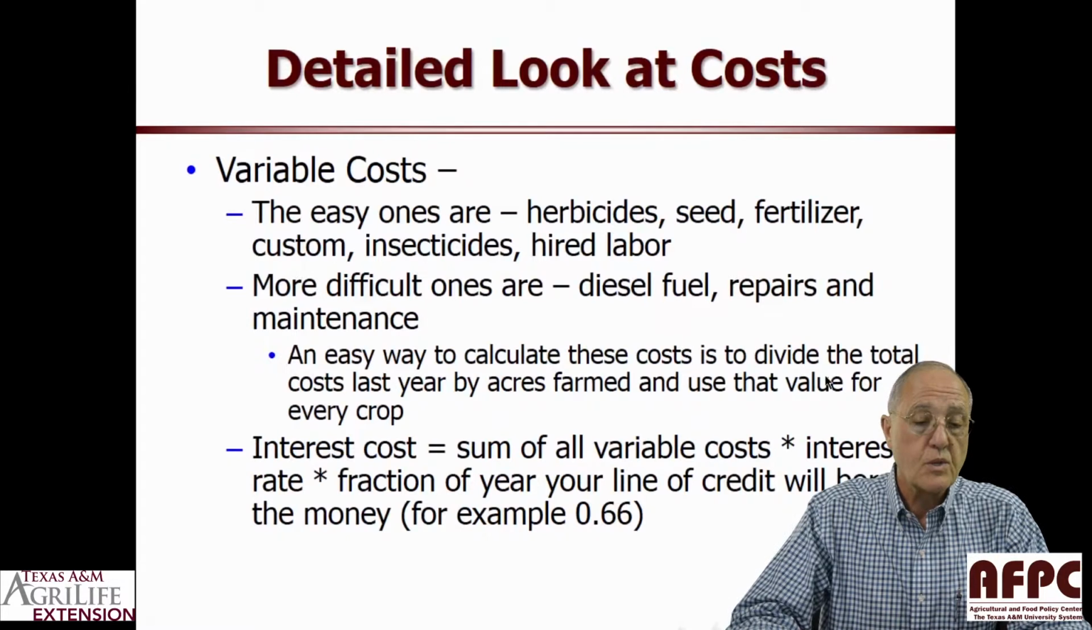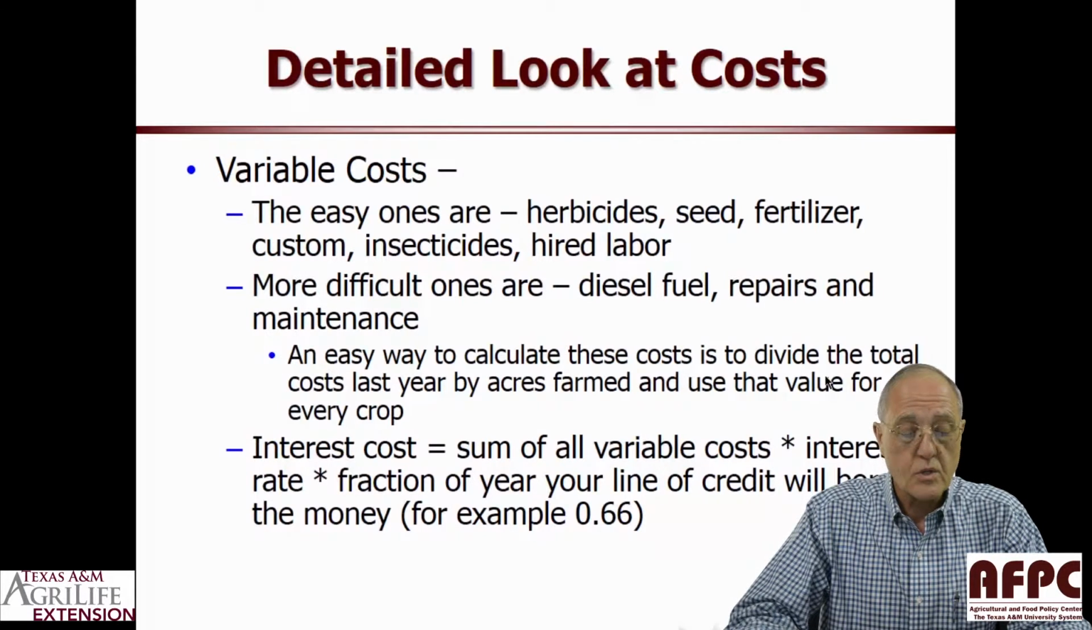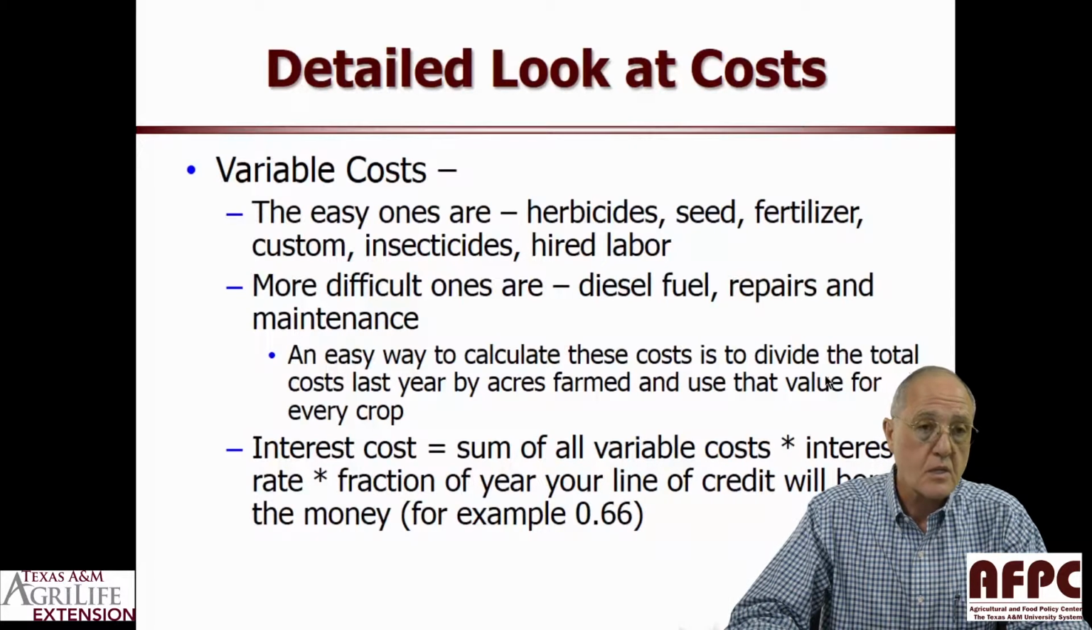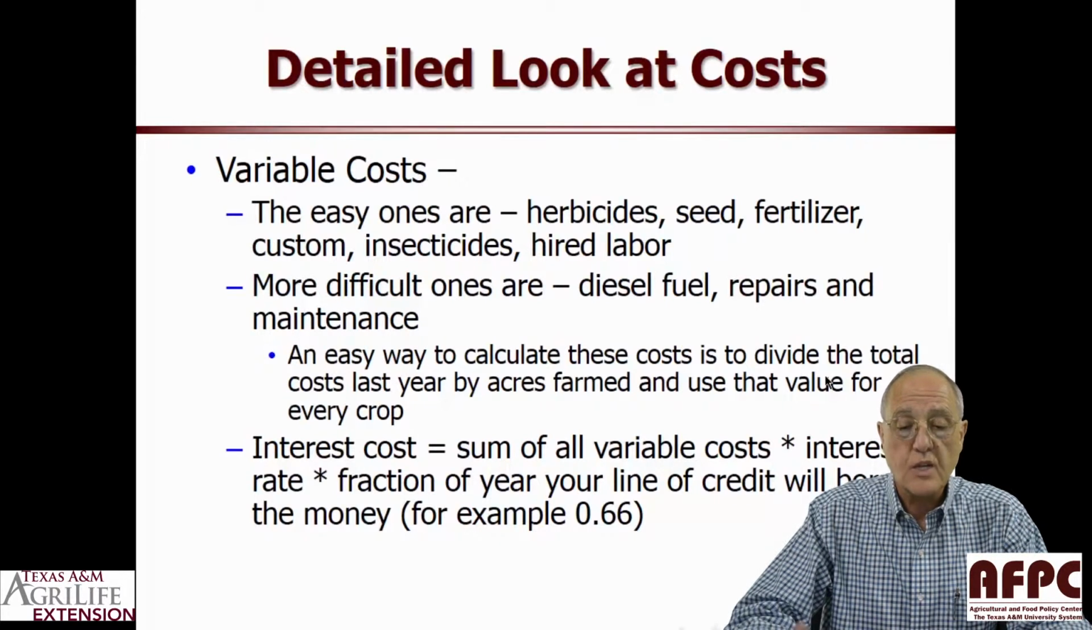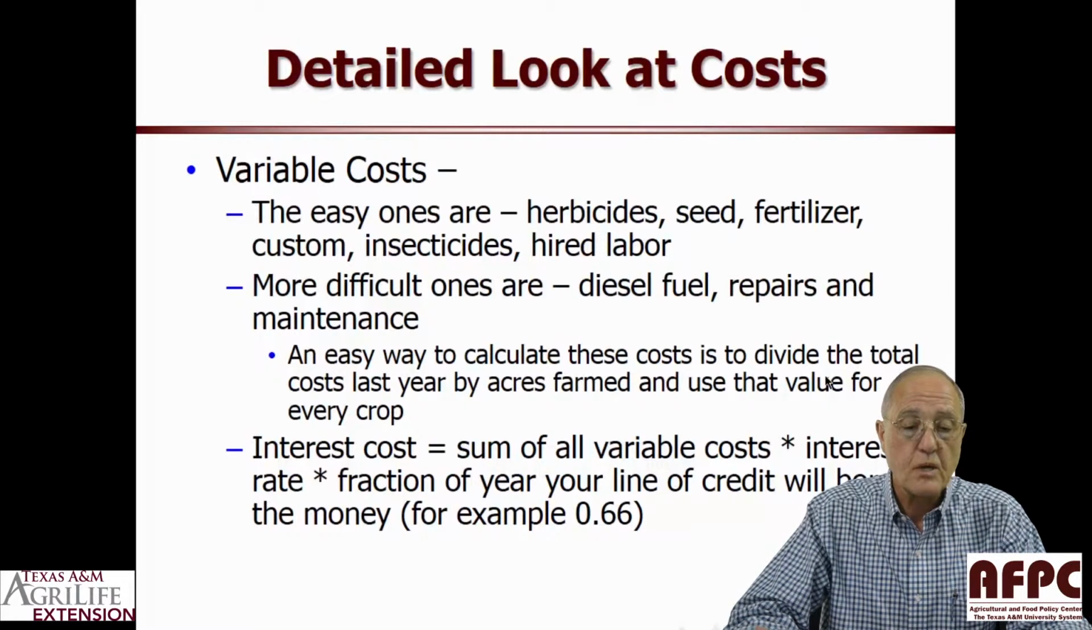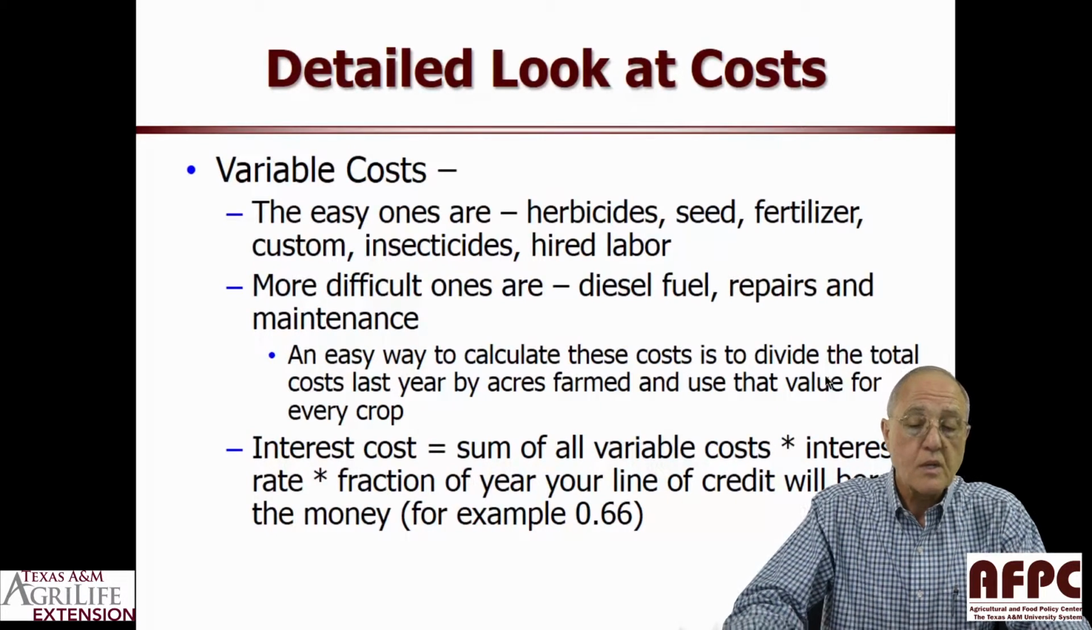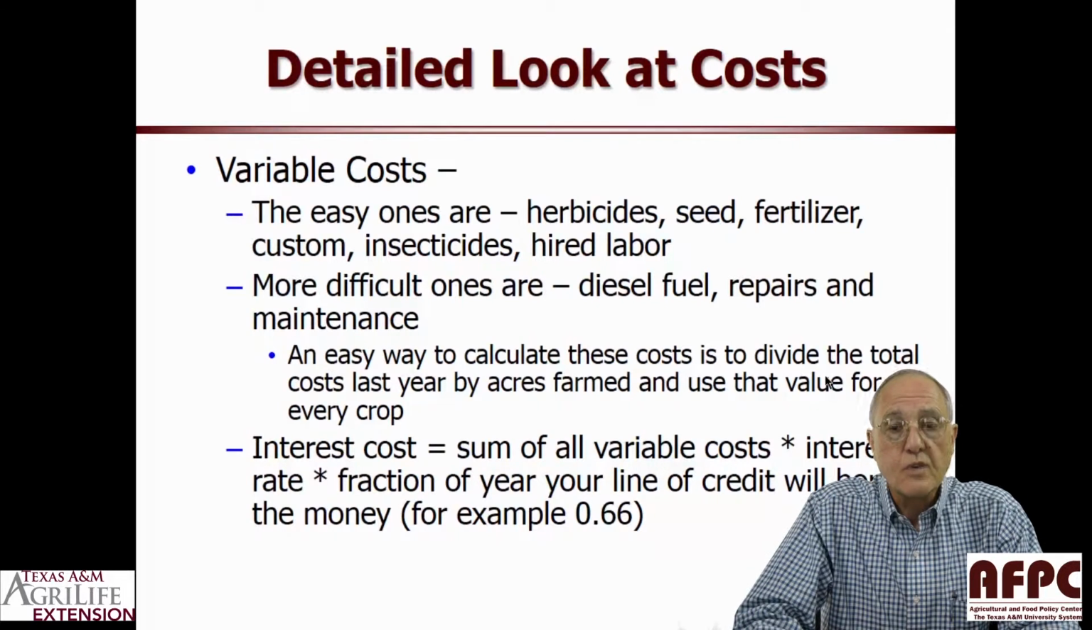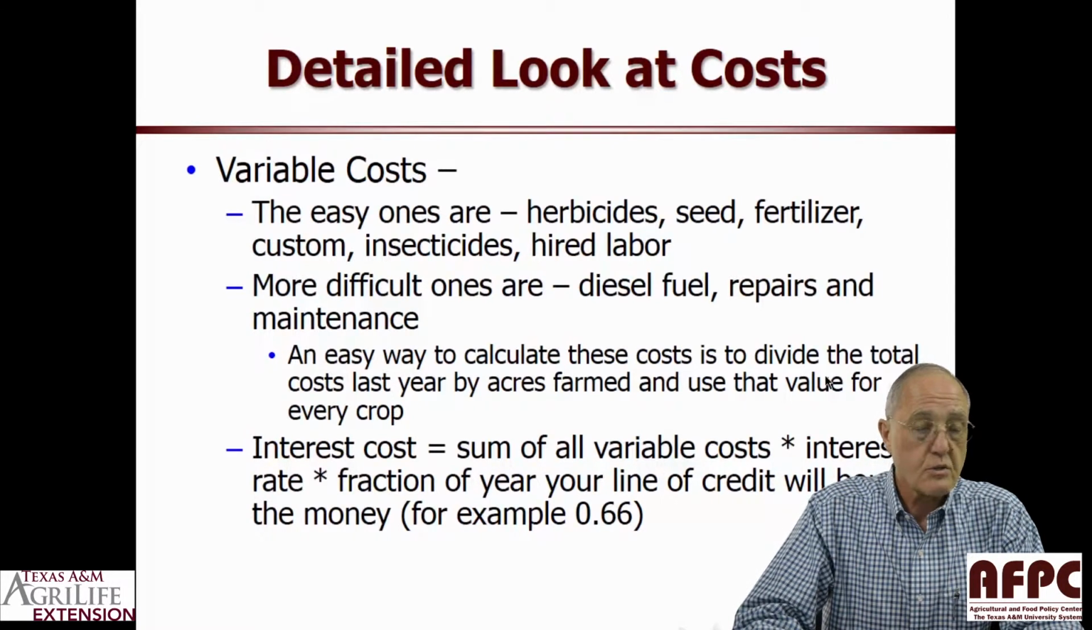So let's look at some of the main things you'd need to know if you were going to modify these budgets. Your variable costs are usually the easy things. This amounts to your cost for fertilizers, herbicides, custom work, insecticides, and hired labor. The more difficult ones are allocating your diesel fuel or your repairs and maintenance. The easy way to calculate these costs is just to divide the total cost last year by the acres farmed and use that value for each crop for this coming year.